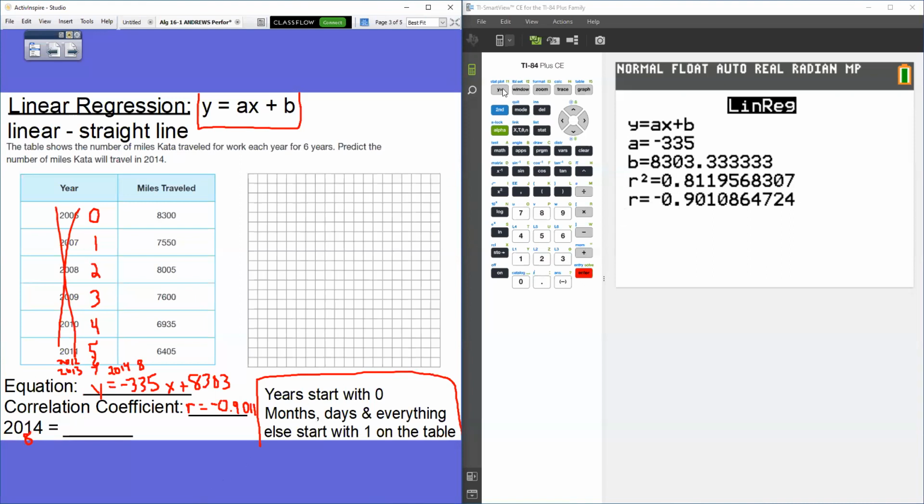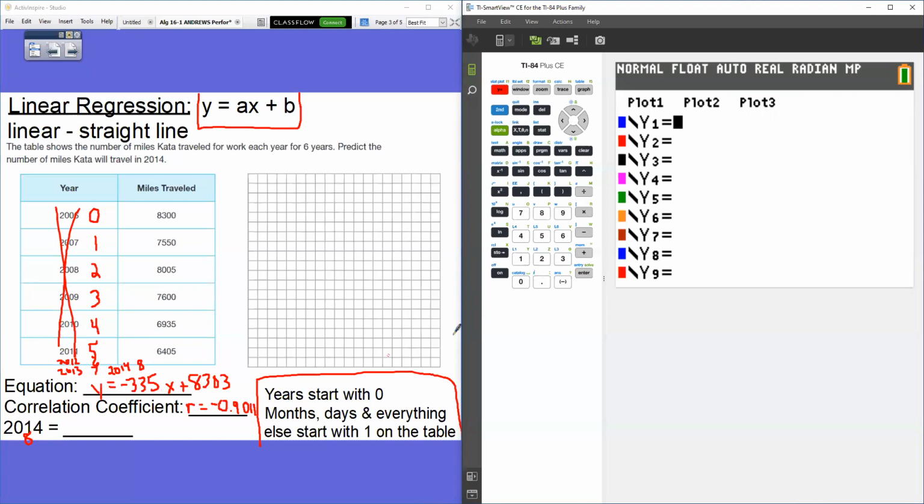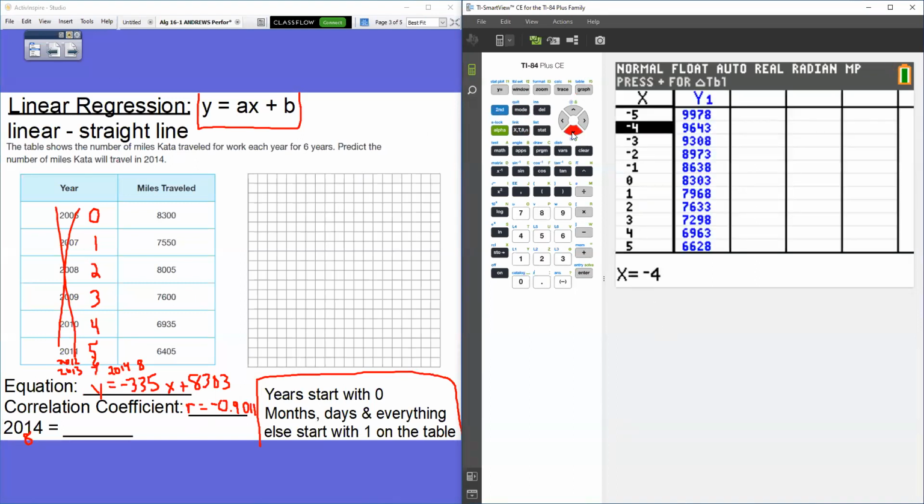We go to our y equals. We need to type in our equation. So negative 335 x plus 8303. So that's what we type into our y equals, whatever our equation is. And now all that we want to do is we want to get a prediction for what 8 would be. So I could just hit second and table. Go down to my 8 in my table. And I can see that 8 is 5623.